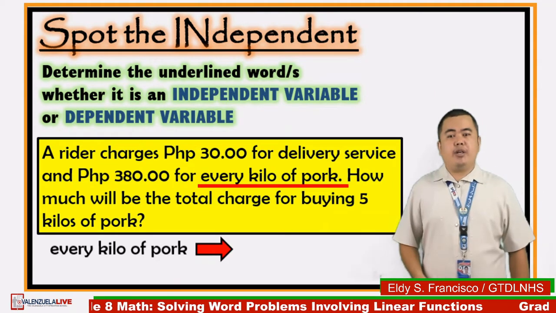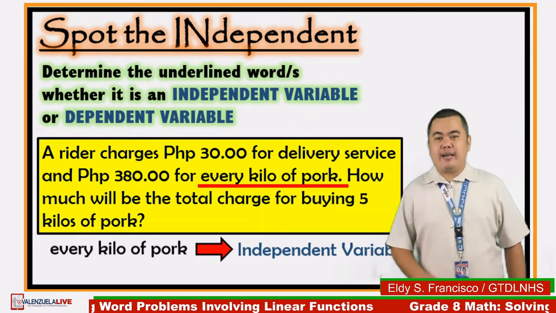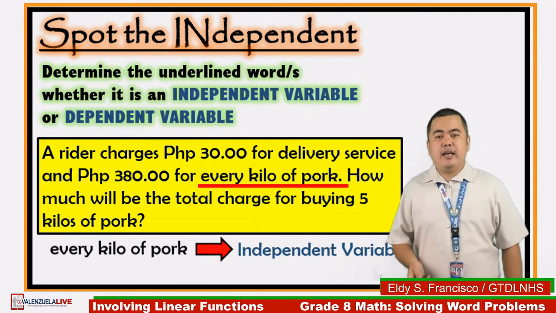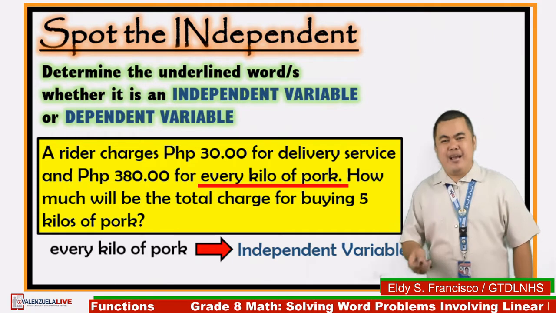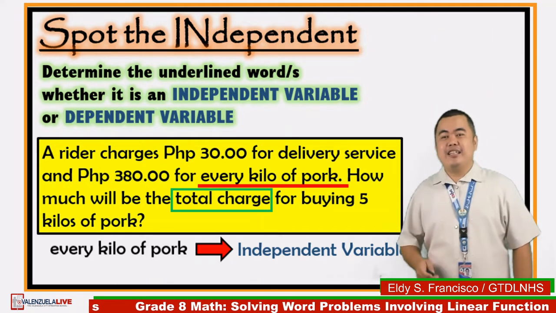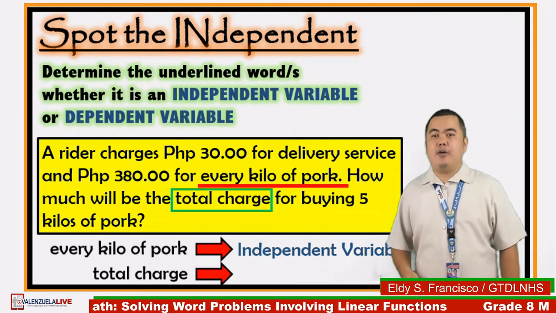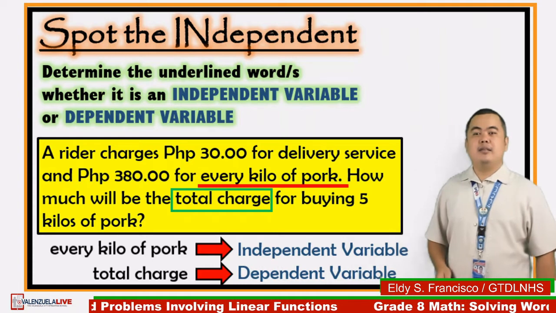If your answer is independent, then you are correct. Very good. And what do you think is the dependent variable? Very good. That is the total charge, which is dependent on the weight of the pork. Okay. Next. Second.